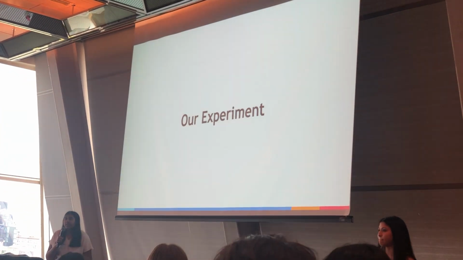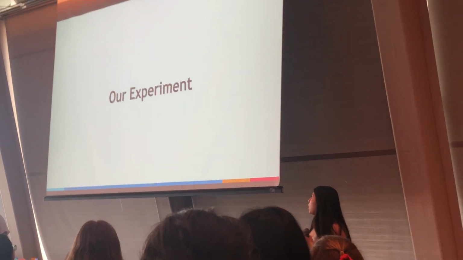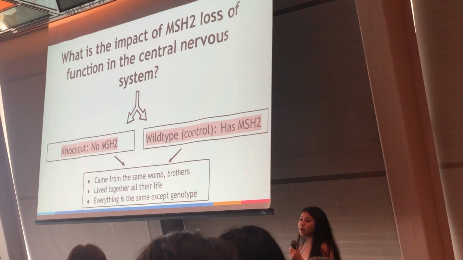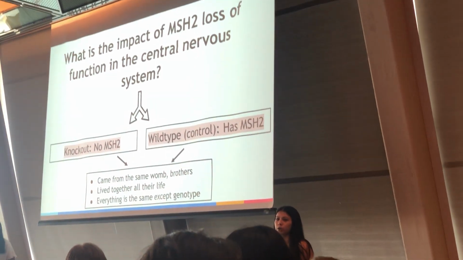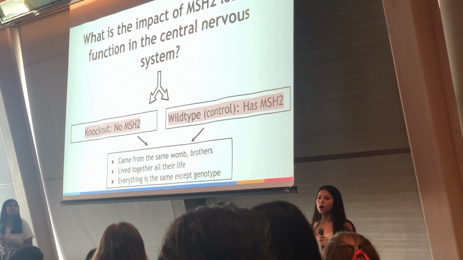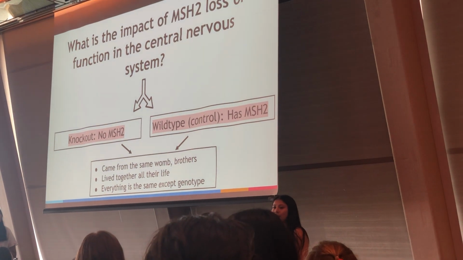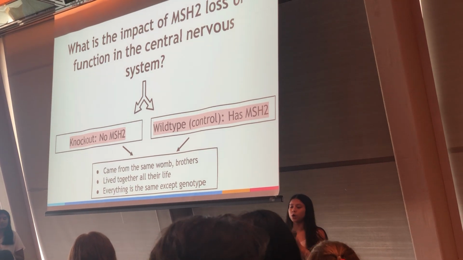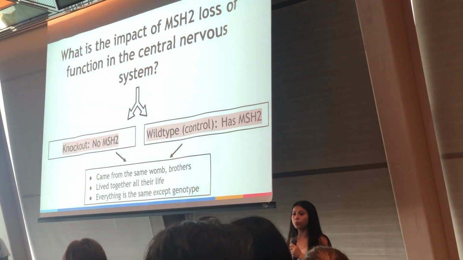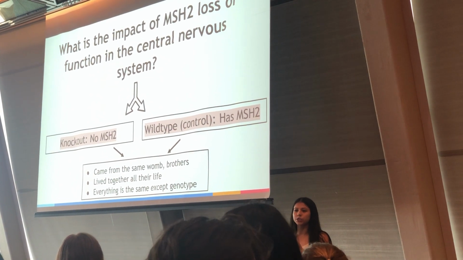So now let's delve into our experiment and what exactly we researched this summer. Our research question was, what is the impact of MSH2 loss of function in the central nervous system? To answer this question, we had 2 mice, a knockout and a wild type. A wild type is essentially our control group, so it has MSH2, and the knockout does not have MSH2. These 2 mice were brothers, born from the same womb, so the only thing that is different between them is the varied gene.